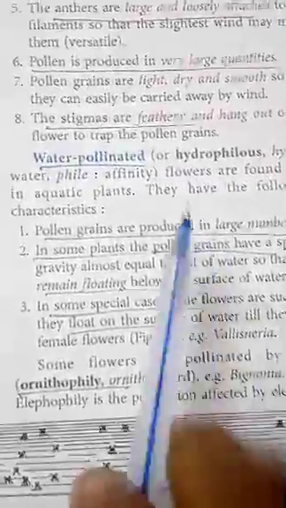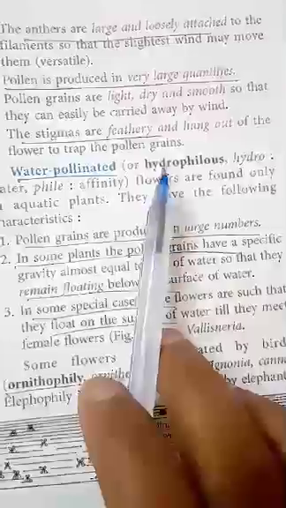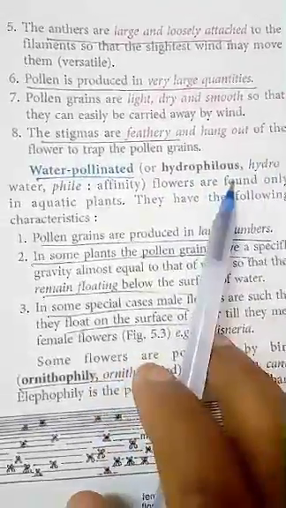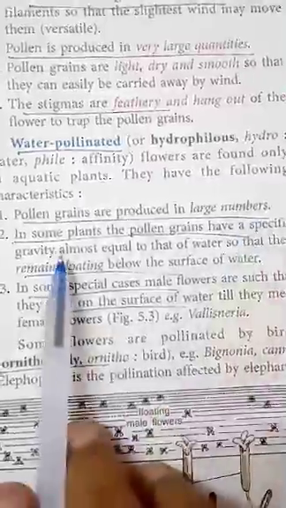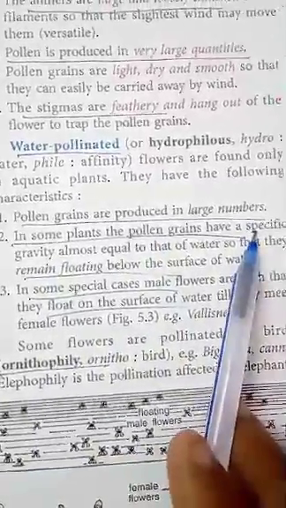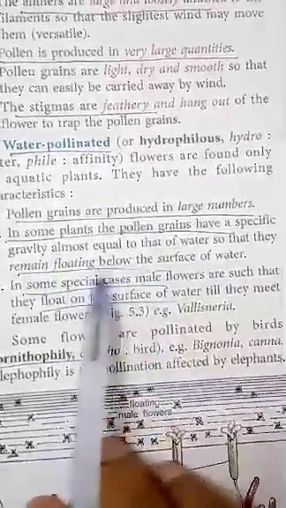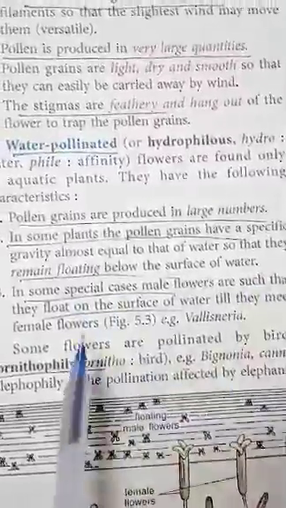Water pollinated, that is pollination by water: the flower is hydrophilous, and the condition is called hydrophily. Here again some points are there. Pollen grains are produced in large numbers. The pollen grains have a specific gravity so that they can float on the surface or below the surface of water.